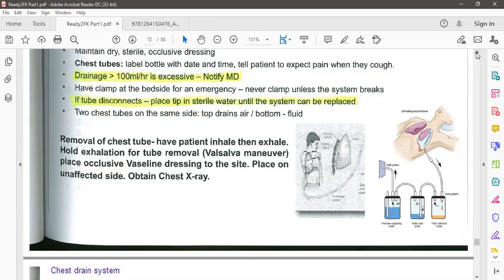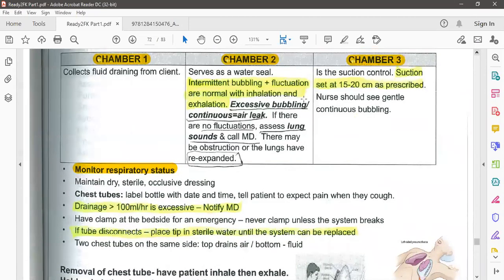Now let me read it here. Excess bubbling or continuous bubbling indicates an air leak. If there is no fluctuation of the water line, assess the lung sounds and call the healthcare provider. There may be an obstruction or the lungs have re-expanded.